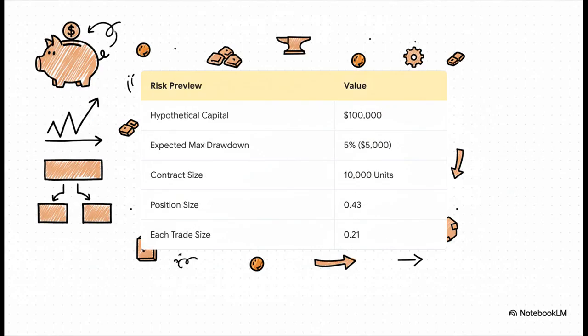So you might be wondering, how does this actually translate into a real position? Well, using a hypothetical capital of $100,000 and capping the maximum expected drawdown at 5%, the model worked out a total position size of 0.43. This was then designed to be split into two smaller trades, each at 0.21.